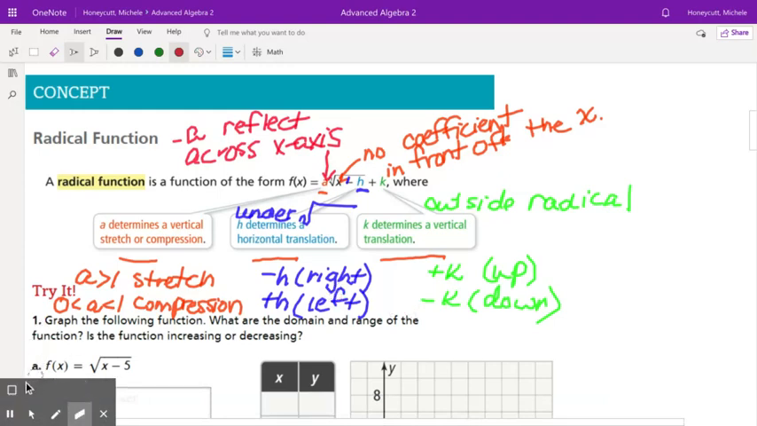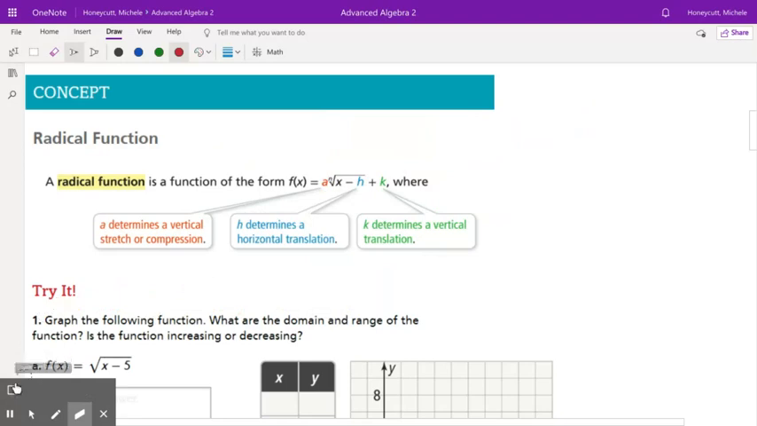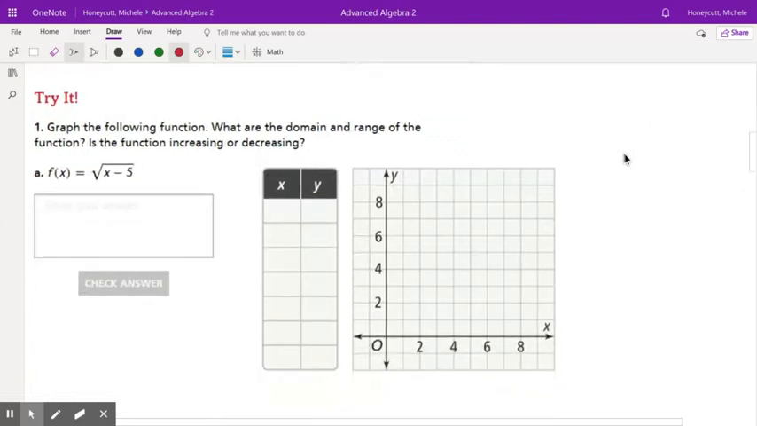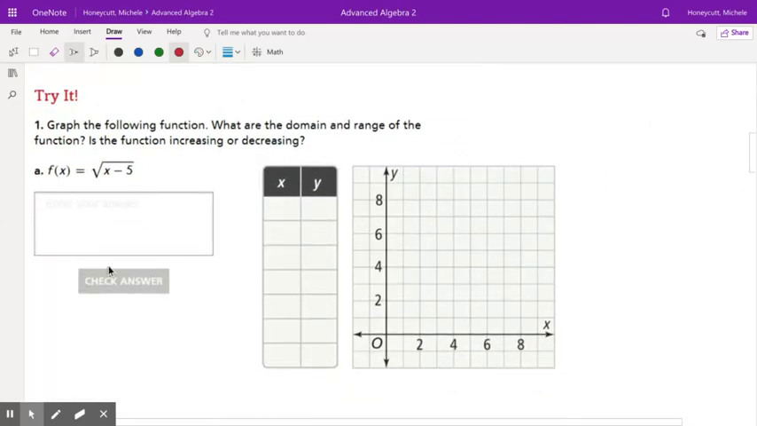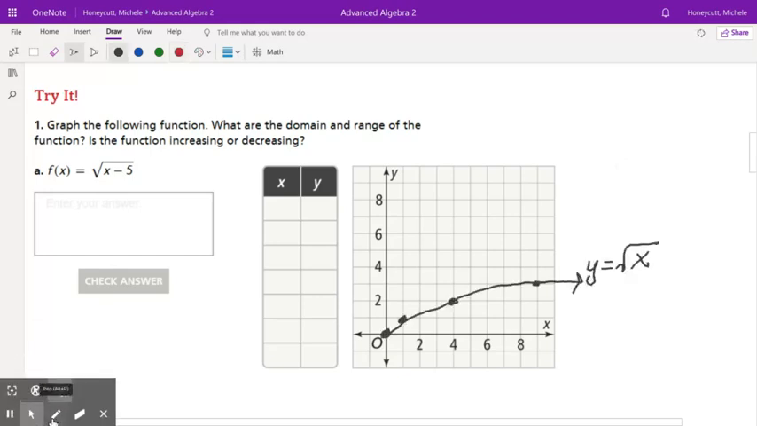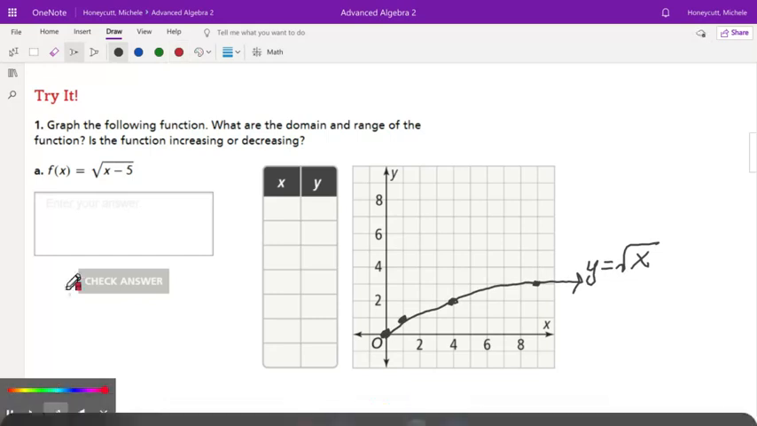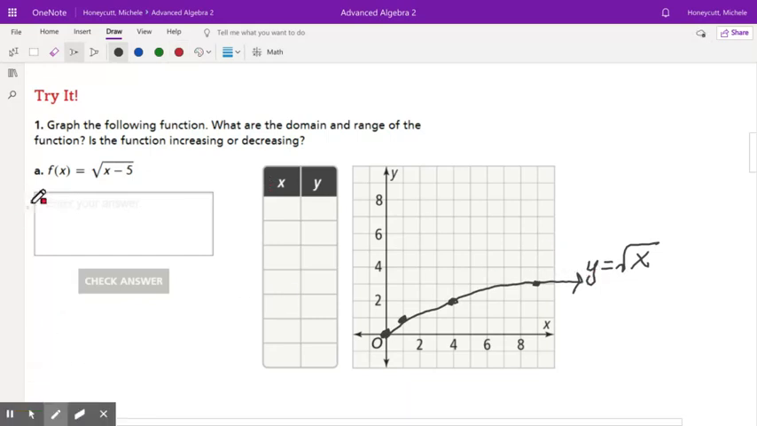So then on example 1, I've got to clear the screen. On example 1, we are asked to graph the following function and then identify the domain and range. So let me put the parent function on here. I've graphed the parent function, y equals the square root of x. I chose the square root function because my function f of x equals the square root of x minus 5. So since I have a square root in part A, I should use the parent square root function to graph this function.